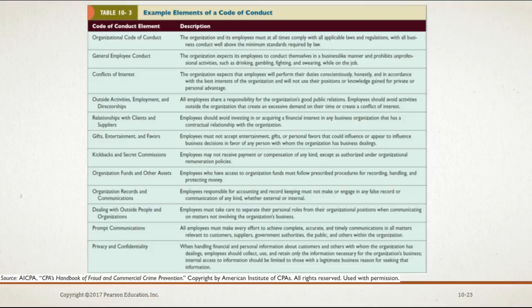Employees who have access to organization funds must follow prescribed procedures. Employees responsible for record keeping and accounting must not engage in any false record or communication. Employees must take care to separate their personal roles from their organizational positions. All employees must make every effort to achieve complete, accurate, and timely communications. And lastly, employees must handle financial and personal information about customers and others with whom the organization has dealings by collecting, using, and retaining only the information necessary for the organization's business. You can find Table 10-3 on page 308 of your textbook.